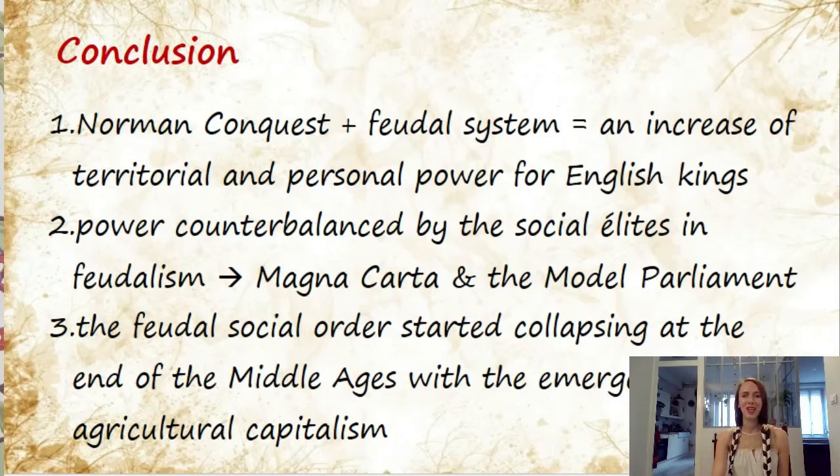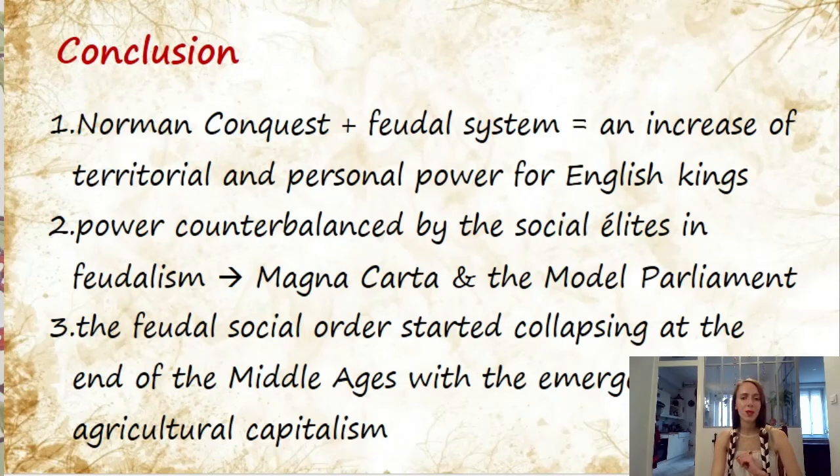Okay, the good news is that we're getting closer to the end, because now we're on to the conclusion. What do we learn from this? The Norman conquest and feudal system led to an increase of territorial and personal power for English kings. But you remember, no absolute power, because power was counterbalanced by the social elites in feudalism. Magna Carta on the one hand, 1215, modern parliament on the other hand, 1295.